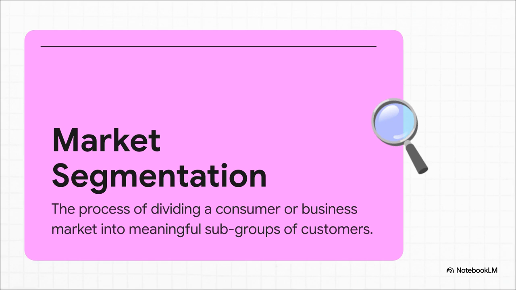At its core, it's pretty simple. It's about taking this giant, messy blob of a market and slicing it into smaller, meaningful groups. The whole point is to find people who share similar needs or interests so you can talk to them instead of just shouting at everyone.